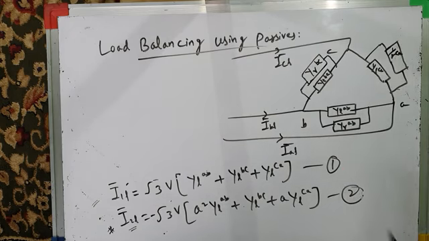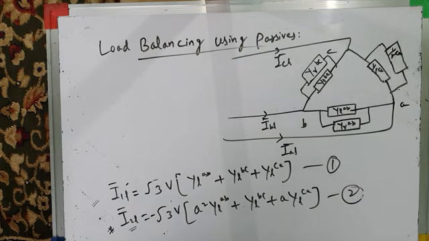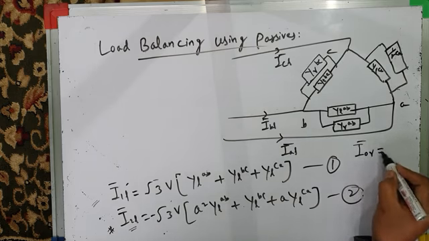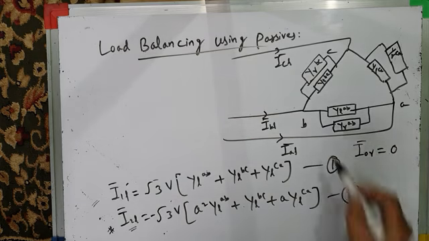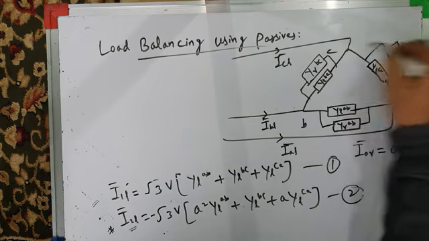Now the question is, these compensators, Y gamma AB, Y gamma BC and Y gamma CA, will also draw positive sequence current, negative sequence current and zero sequence currents. As far as the zero sequence component of current, I0 gamma, is concerned, that will be zero in this case also because they are also delta connected. You can see the three compensators are connected in delta.